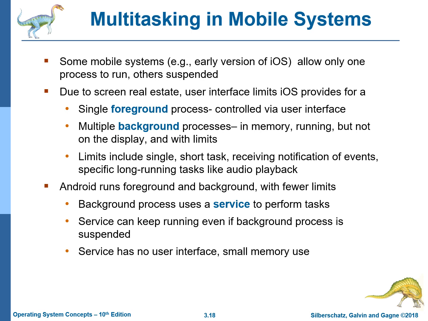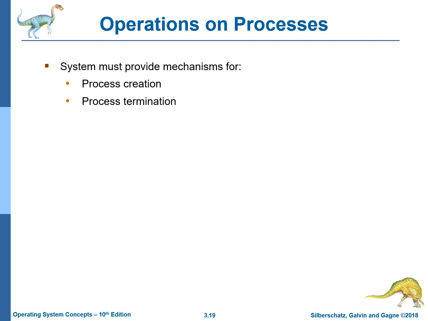Android runs foreground and background with fewer limits. Background process uses a service to perform tasks. Service can keep running even if background process is suspended. Service has no user interface and it has small memory use. Operations on processes. System must provide mechanisms for process creation and process termination.